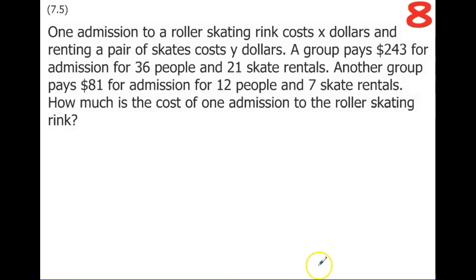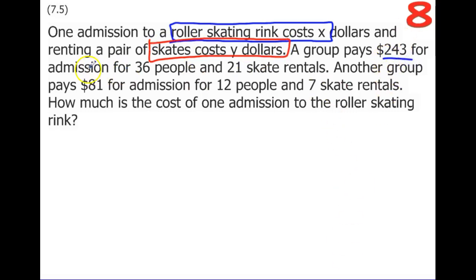One more word problem here. It says one admission to a roller skating rink costs X dollars. Okay, so roller skating is X. And renting a pair of skates costs Y dollars. So skates cost Y. One group pays $243 for admission for 36 people and 21 skate rentals. Another group pays $81 for admission for 12 people and 7 skate rentals.